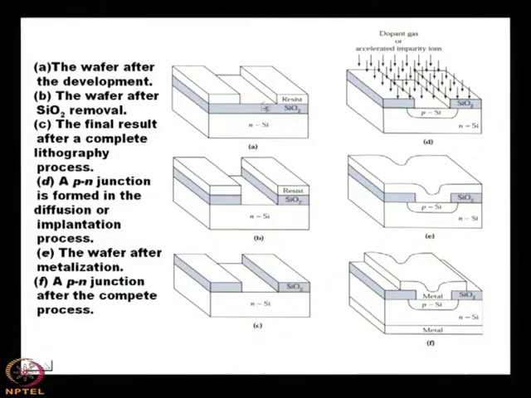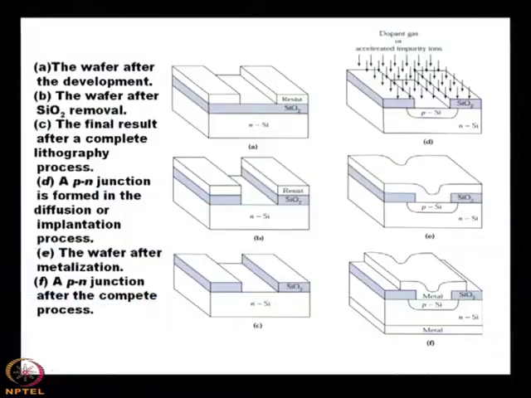Then you see that this portion is having SiO2. So, if you want to dope silicon by p type, then you have to remove the silicon oxide. Why? Otherwise, the dopants will not be able to penetrate through the SiO2, because the diffusivity through SiO2 of phosphorus, arsenic, aluminum, boron, etc., is very, very small. So, it will not diffuse. Then you remove SiO2. This is the wafer after SiO2 removal.